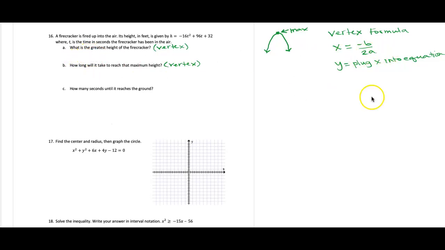Okay, so the height, let's see. The height is going to be that second thing that I find though, right? And then t is the time. So if I'm doing this, let's figure these out. So x equals negative 96 over 2 times negative 16. I'm just using the a, b here. Negative 16. So that's negative 96 over negative 32, which gives me what?